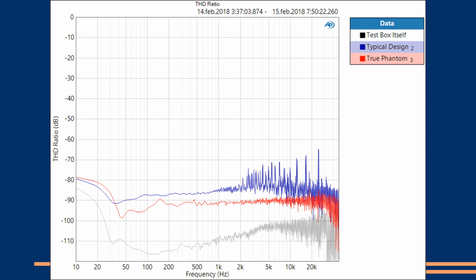Here you see the noise contribution of the different systems from 10 Hertz up to 50,000 Hertz. You see the blue line is a standard phantom power, a good phantom power, with a remarkable amount of hiss producing, and the True Phantom significantly lower in noise.